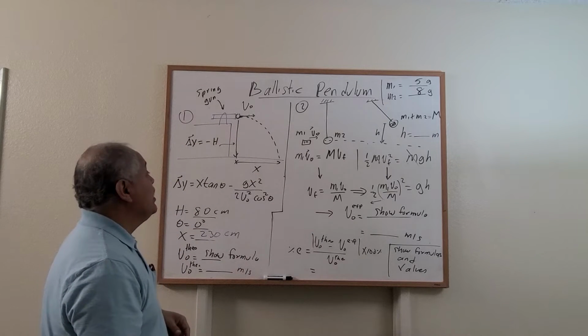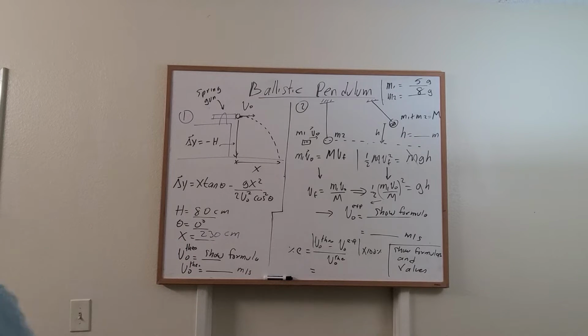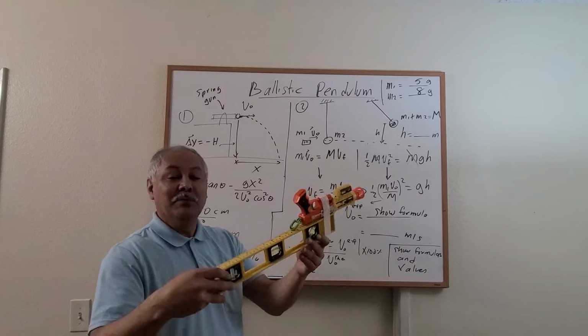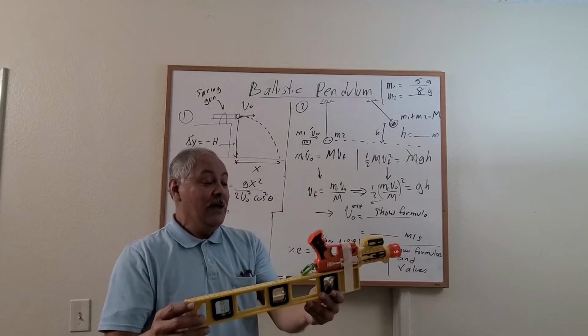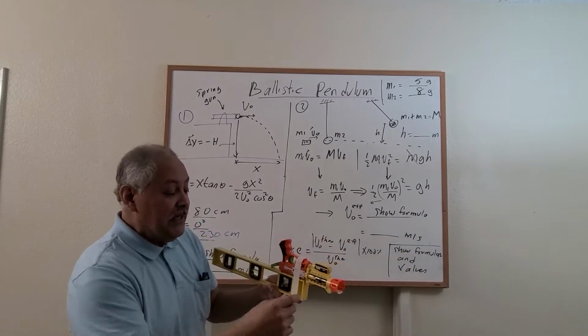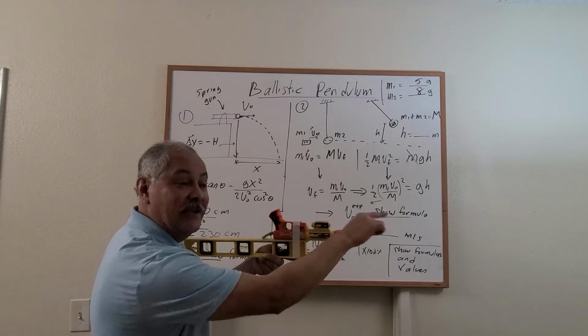To do that, we have a spring gun. This is going to be the spring gun. I just bought it at the store. It's a toy for kids. Okay. Then let's find the velocity at which the bullets are being sent.